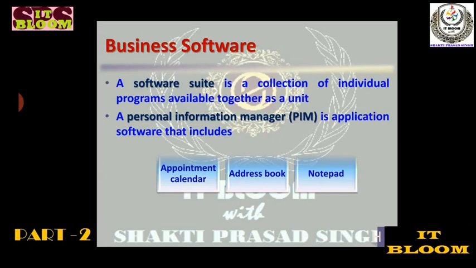Now the next one is software suites. What is a software suite? A software suite is a collection of individual programs available together as a unit. That means a collection of small programs collected together with a major software is known as a software suite. That is Office suite, DTP suite, desktop publishing software: CorelDRAW, PageMaker and Photoshop. They are available individually also, and collectively.